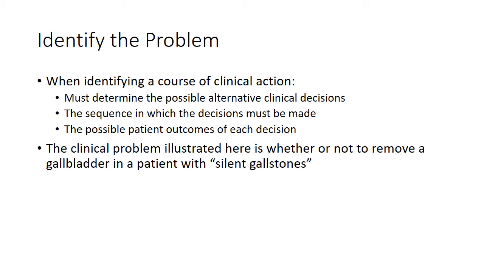So when you're trying to identify the problem, you need to consider what are all the possible clinical decisions you can make here, what sequence these decisions should be made in, and the possible patient outcomes after each decision. The example we're going to use here is a patient who shows up with silent gallstones. Should we remove the gallbladder or should we wait? What should we do with those patients who aren't really symptomatic, but have these gallstones?